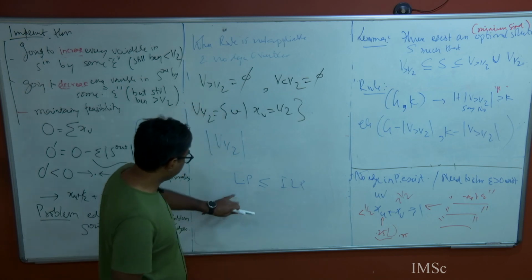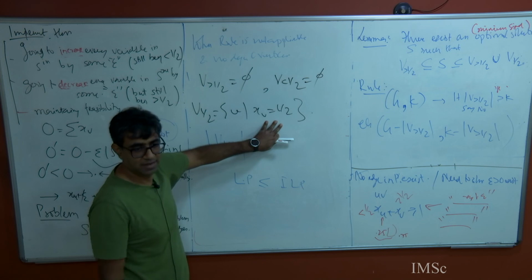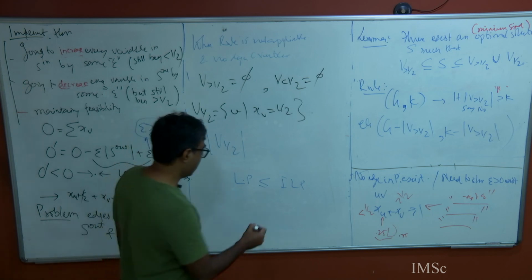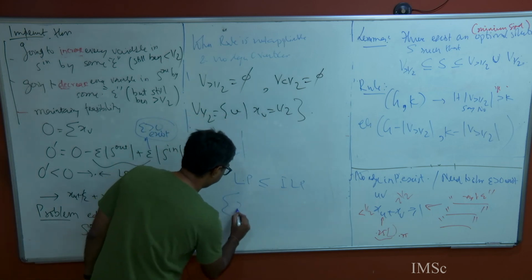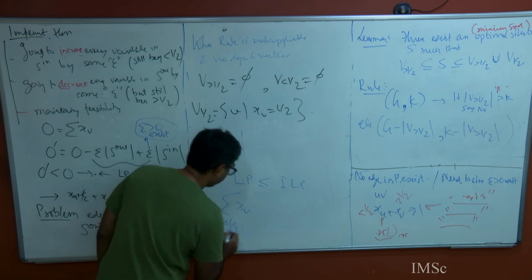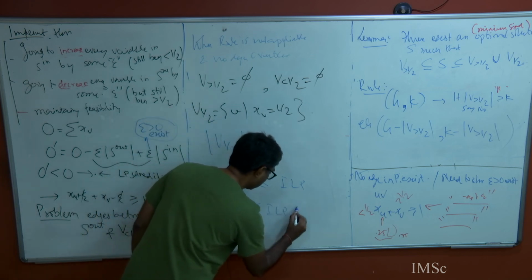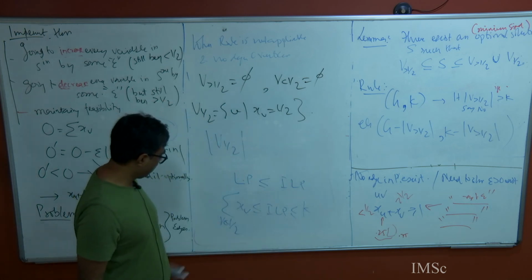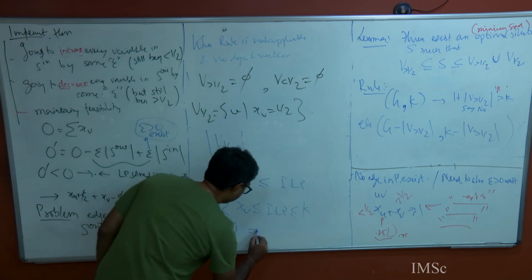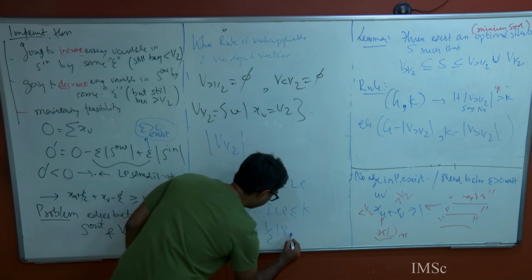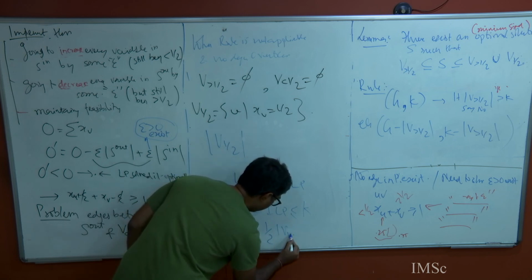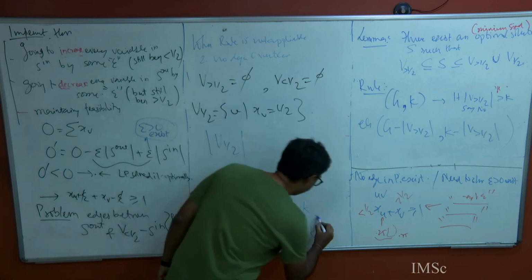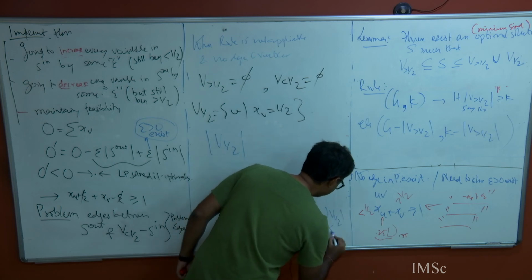Okay. Now what is LP? What did every variable take here? Half, right? So my summation of x_v, v in V half, is less than or equal to ILP, which is less than or equal to our solution size, which is equal to k. So this implies half times the cardinality of V half should be less than or equal to k. Do you agree to this? So that implies V half is less than or equal to 2k.